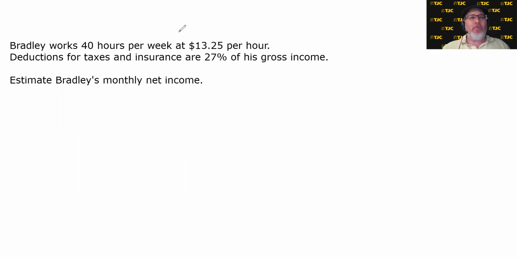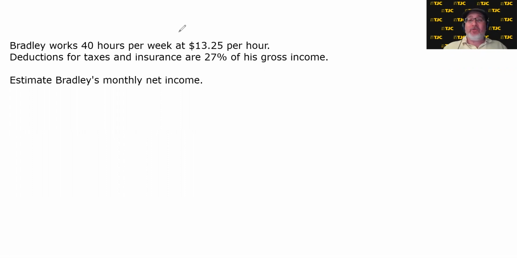For the next example, we're going to have to do a little bit more work. Bradley works 40 hours per week at $13.25 per hour. Deductions for taxes and insurance are 27% of his gross income. Estimate Bradley's monthly net income. So like before, we're going to have to do some conversion with time units, but we're also going to have to calculate the deductions and subtract them.